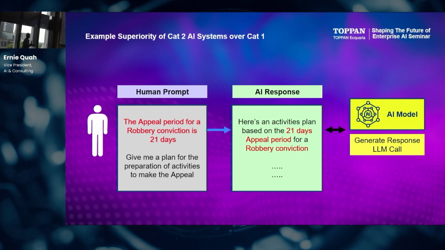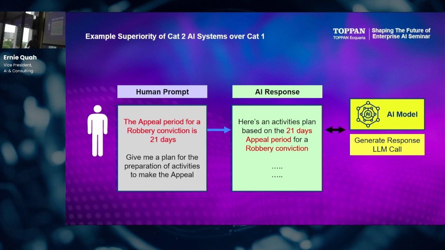So they asked, maybe, what's the appeal period for robbery? Then I gave it, maybe 21 days. So that's the wrong answer, so they didn't want to roll it out. Later, when I attended the conference, where I just spoke, I realized something deeper.